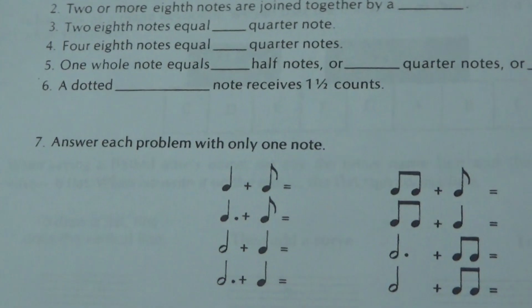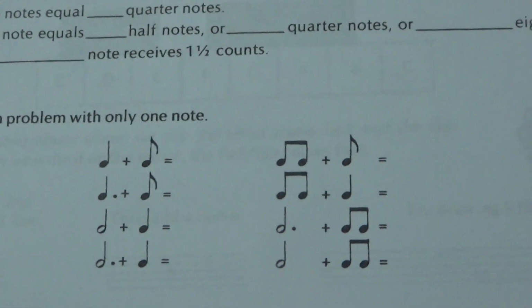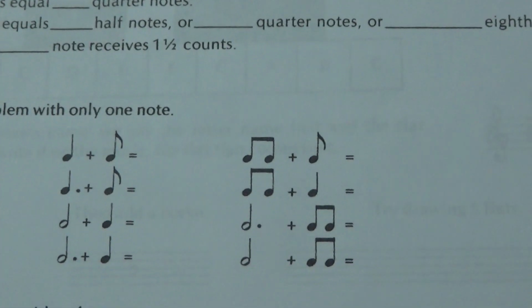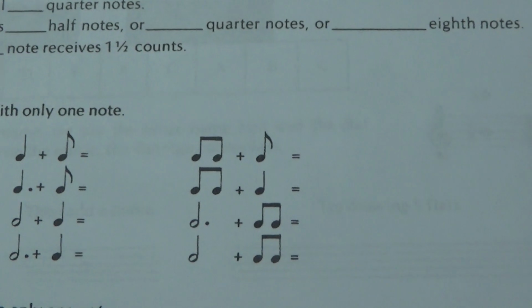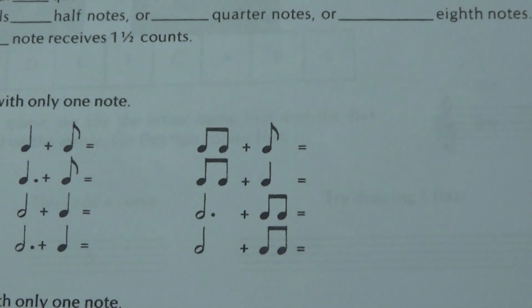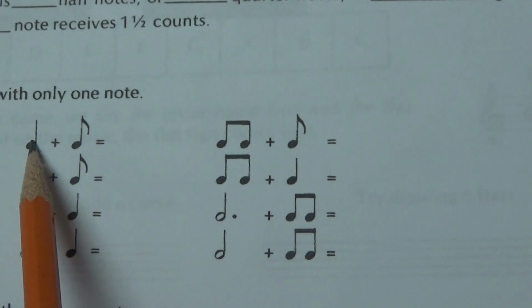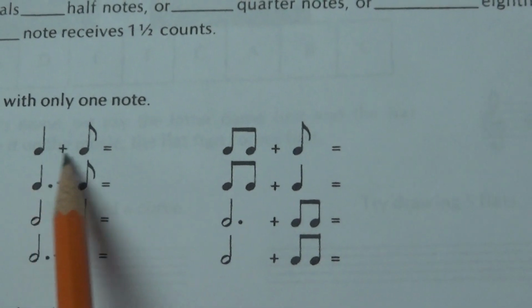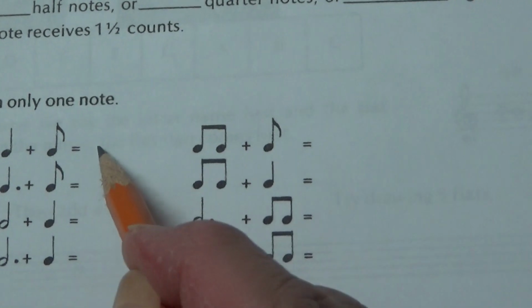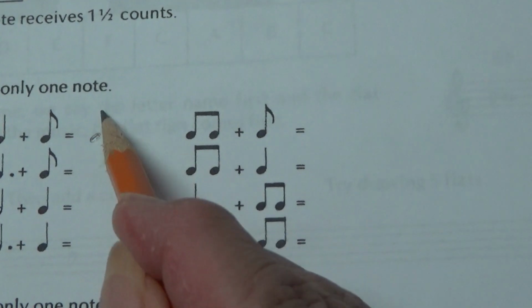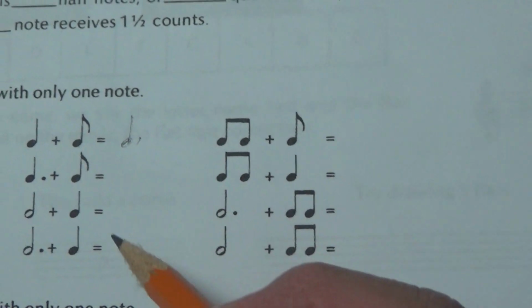Okay, it looks like a math problem. Answer each problem with only one note. So a quarter note plus an 8th note is equal to 1.5 beats. So that's equal to a dotted quarter note, right?